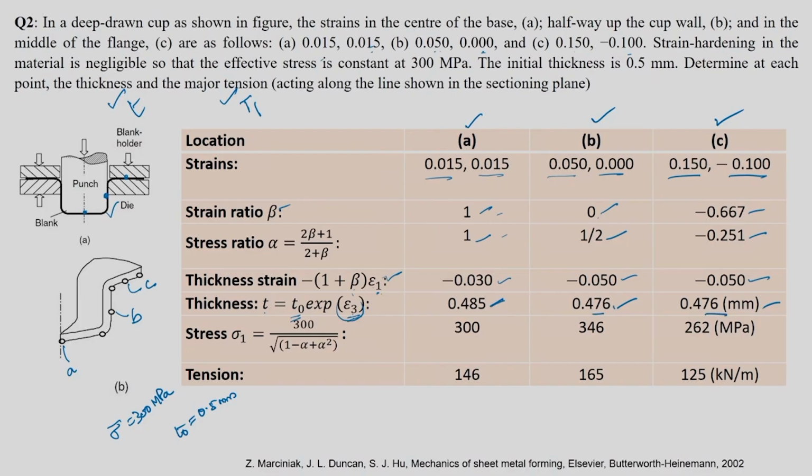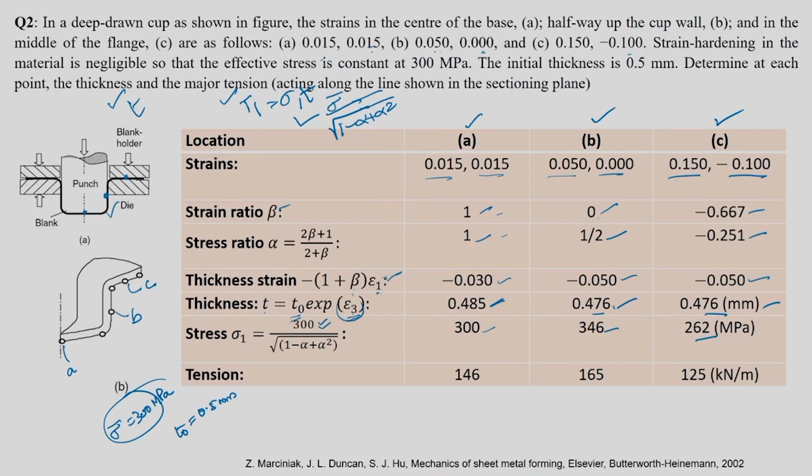Now you want to get T1. What do you need to do? Your T1 is nothing but sigma 1 into T. T has been found out already. You need to get sigma 1. Sigma 1 is nothing but sigma bar divided by square root of 1 minus alpha plus alpha square. That can be found out. Sigma bar is already given as 300 megapascal. You have to just substitute as it is, because it is not going to be a variable. Divided by square root of 1 minus alpha plus alpha square. You can substitute alpha value and you will get 300, 346 and 262.